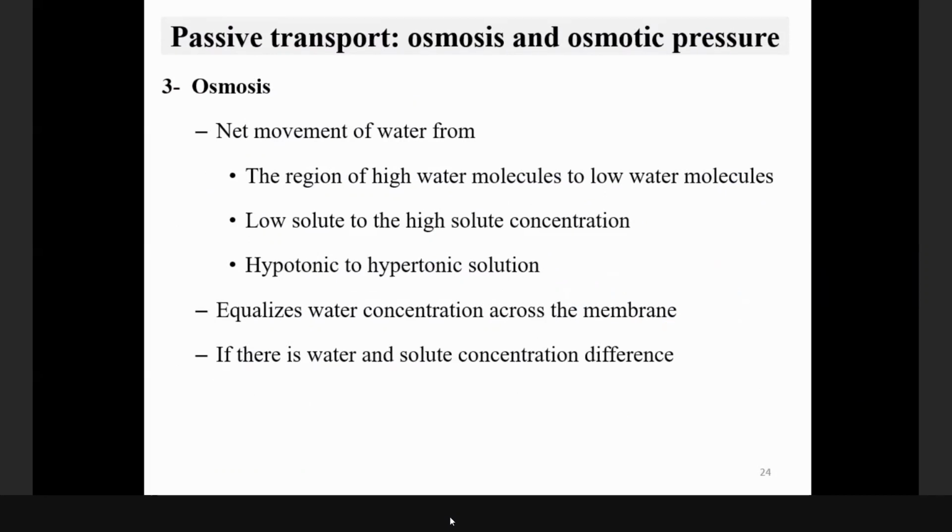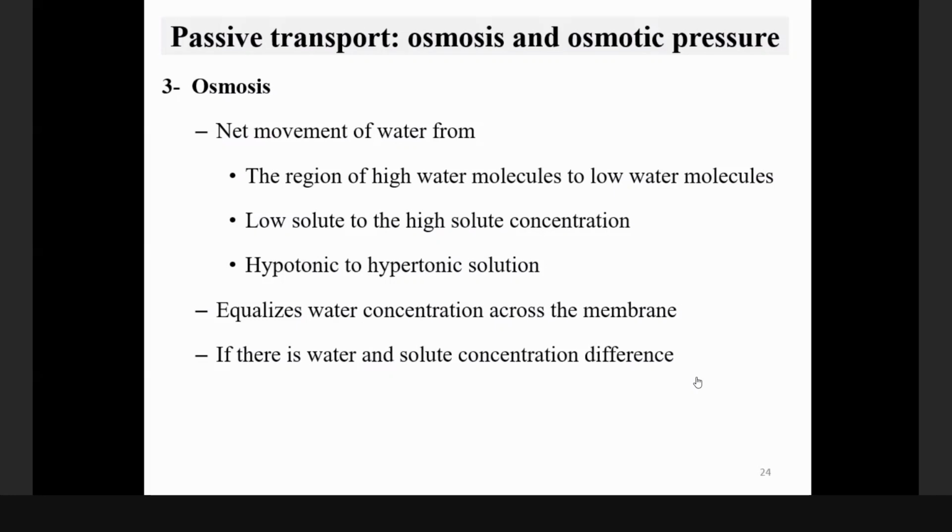The last type of passive transportation process is osmosis. Osmosis is the net movement of water across the cell membrane. As you know from your biology, osmosis is the net movement of water from high water concentration into low water concentration. A solution with high water concentration is called a hypotonic solution. So osmosis is the movement of water from a hypotonic to a hypertonic solution, or from low solute to high solute concentration.